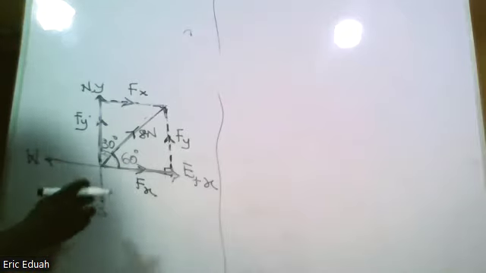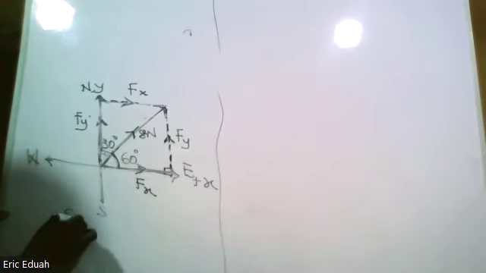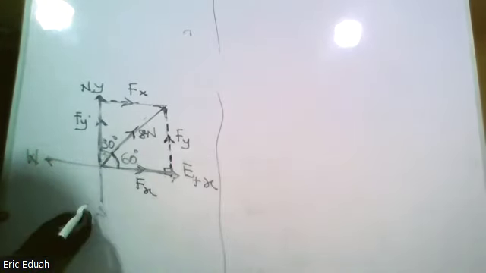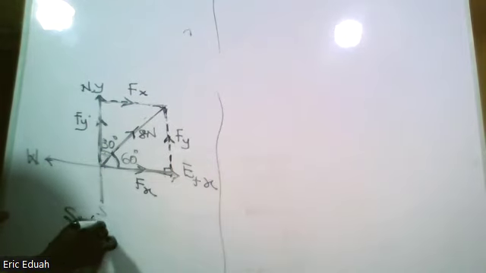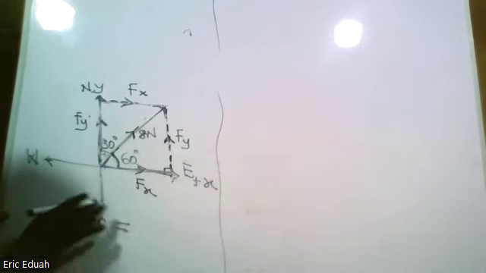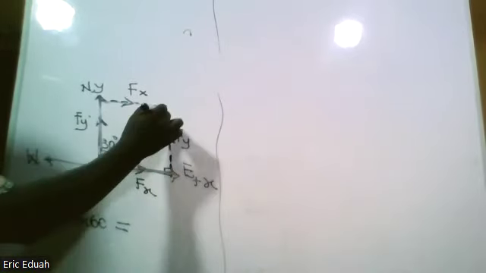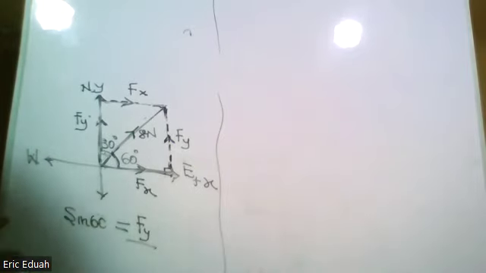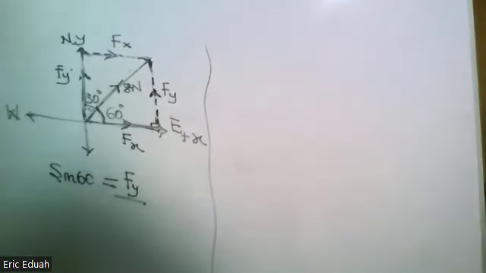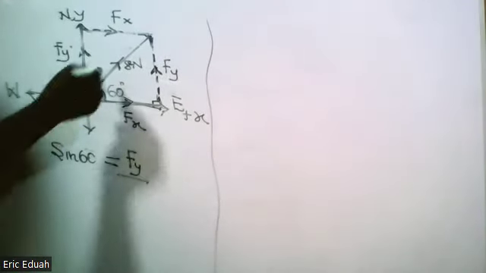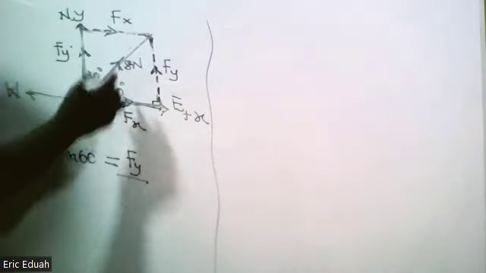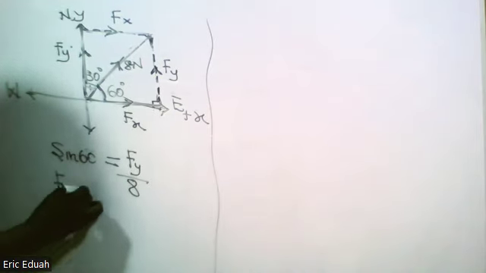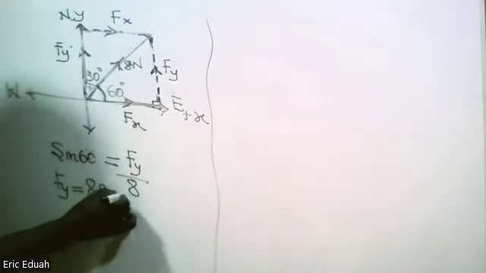So if I take the sine of 60, sine 60 degrees is equal to opposite, which is Fy, over hypotenuse. The hypotenuse is the vector P, the force P, 8. So Fy is equal to 8 sine 60 degrees.